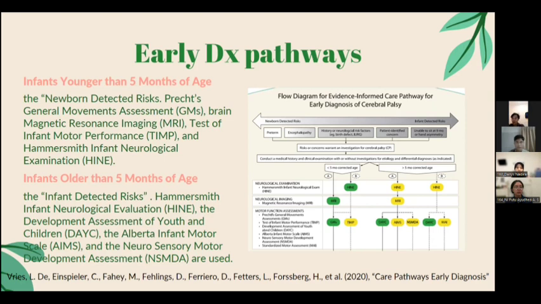The HINE plus brain MRI accurately predicts CP 90% of the time and is strongly recommended. The DAYC accurately predicts CP 80% of the time. The AIMS predicts CP 86% of the time, and the NSMDA can predict CP 82% of the time and can be used as a supplementary assessment for predicting abnormal motor outcome. That's for the methods for early detection.